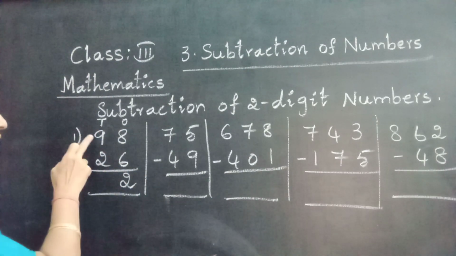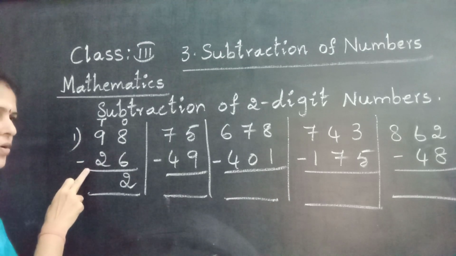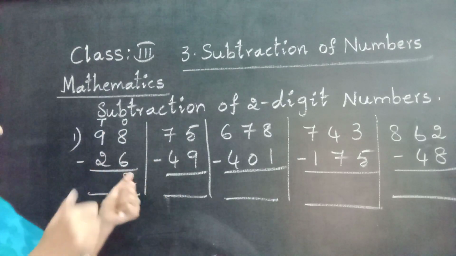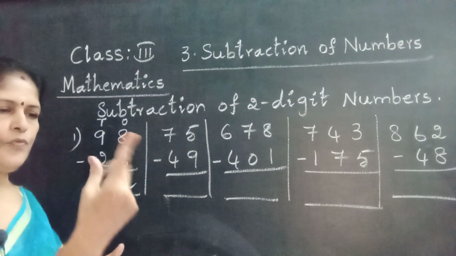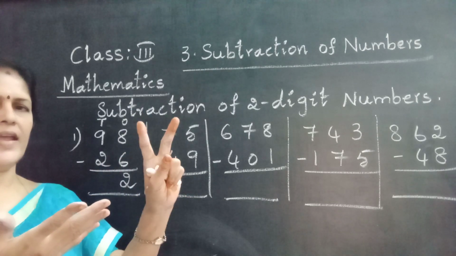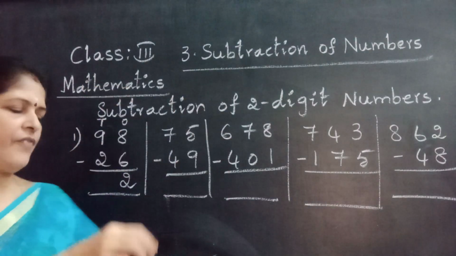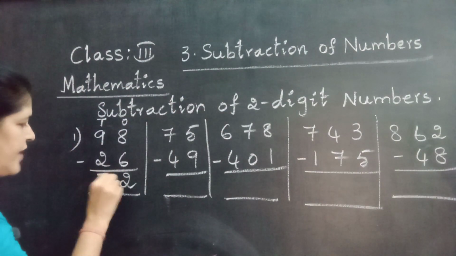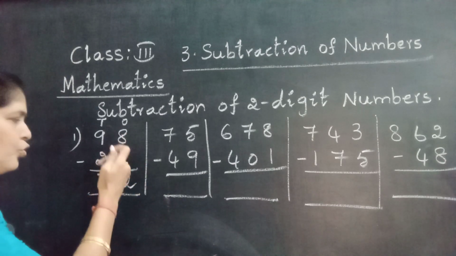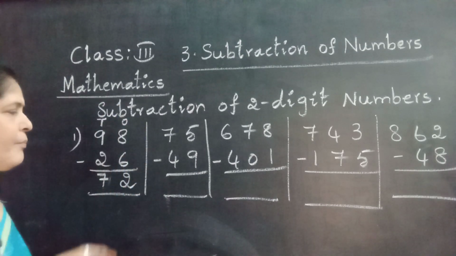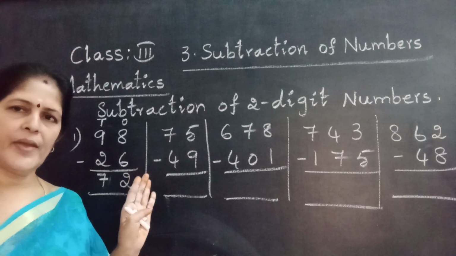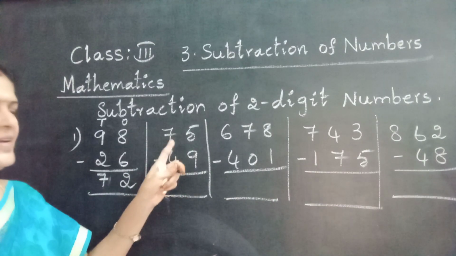Now we subtract tens. 9 minus 2. 9 is greater than 2. It is possible. Close fingers. 2, after it 3, 4, 5, 6, 7, 8, 9. How many fingers? 7. 9 minus 2 is 7. This is the difference. We subtract 2-digit number from 2-digit number without regrouping. Okay, now come to here.